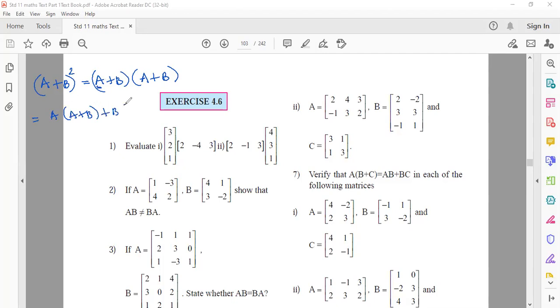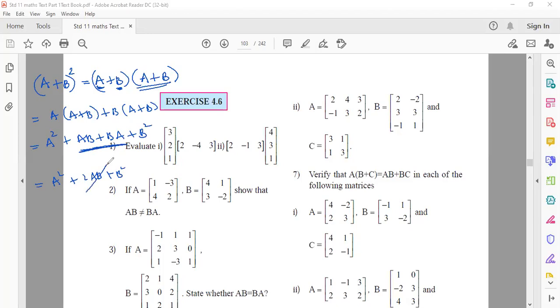Then B multiplies with the bracket. I hope you understood. This A is multiplied with this bracket, this B is multiplied with this bracket. When you open the bracket, you get A into A, A square, AB, BA, and B square. Now you cannot combine these and write A square plus 2AB. This is wrong.